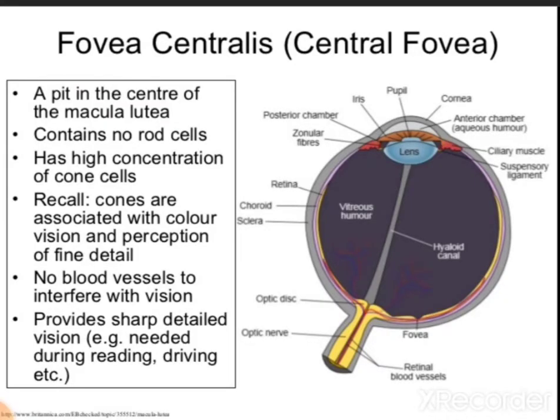Then fovea, it is a pit in the macula. It has no rod cells and it has a high concentration of cone cells. There are no blood vessels here to interfere with the vision, and it provides sharp detailed vision, which is needed in driving and reading. So fovea centralis is the main point where clearest vision occurs.